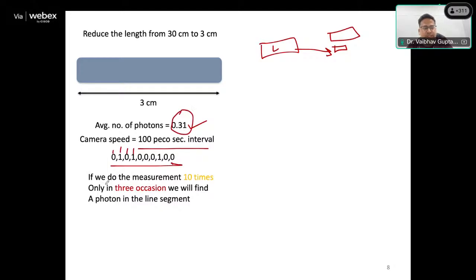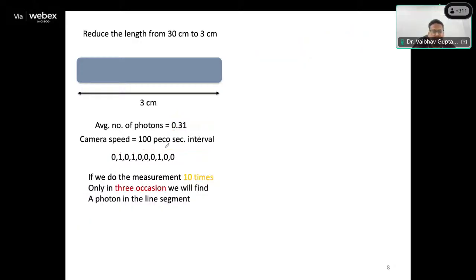What do I mean by that? That is a powerful statement, meaning if you do the measurement 10 times, there is a probability that only on 3 occasions you are going to get a photon. That is the meaning of this average number. And that is very important: in the 3 centimeter line segment, the number of photons available is only 3 if you do the measurement 10 times.